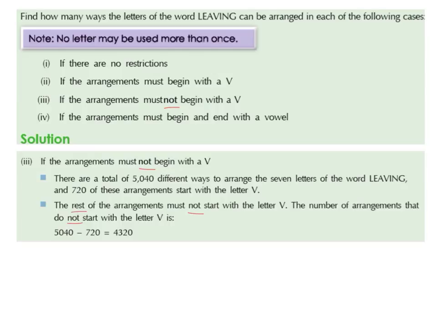So in part 1, we found how many ways there were of having no restrictions. So the absolute total number of ways we can arrange this word is 5,040. In part 2, we found how many ways we could arrange it so that it must begin with a V, and we got 720. So taking 720 away from 5,040 will leave us with the ways that it must not begin with a V, and that leaves us with 4,320 ways.